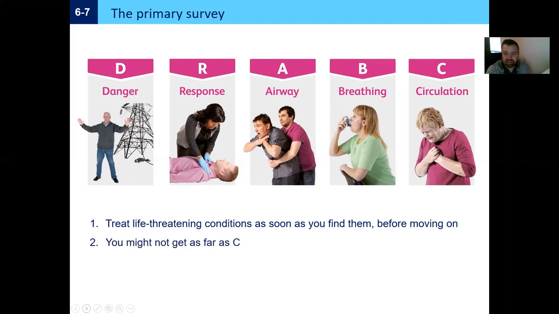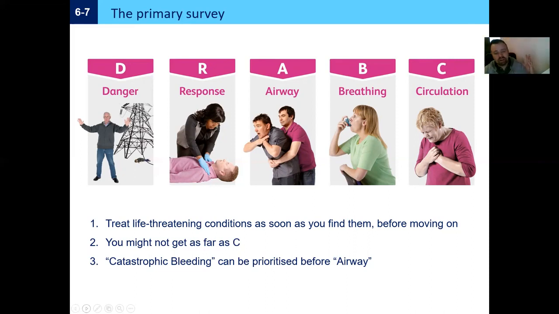You might not get as far as C. So if you're already in a situation where you need to deal with breathing and all that lot, you must deal with that first. Catastrophic bleeding can be prioritized over airway. So if you've got limbs that are just pumping out blood, we need to deal with that, and that could be direct or indirect pressure.